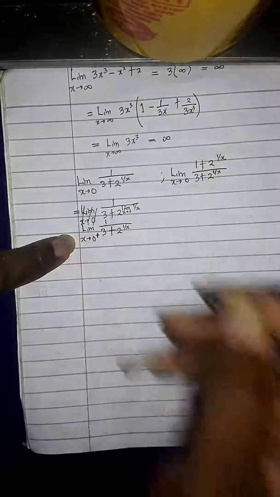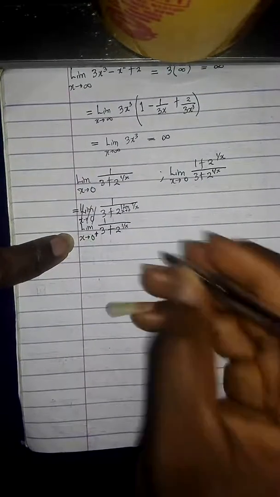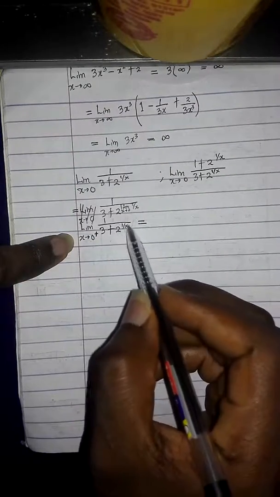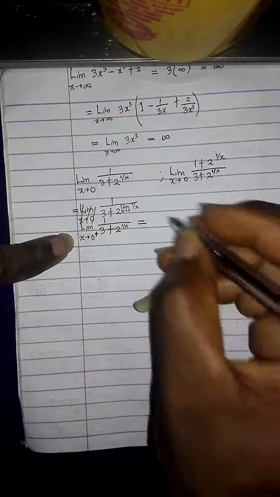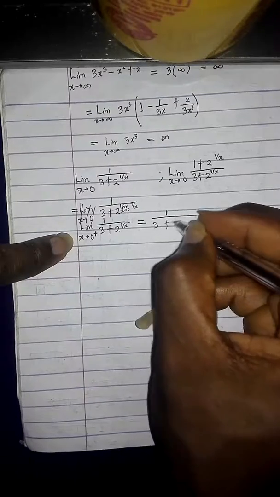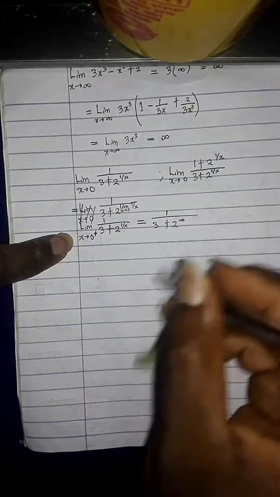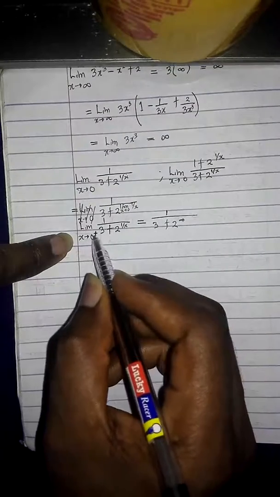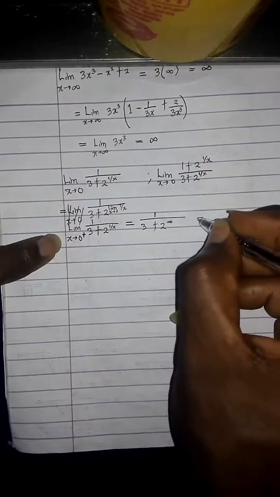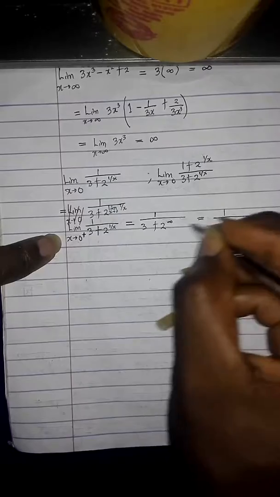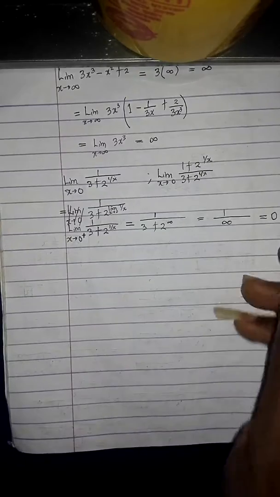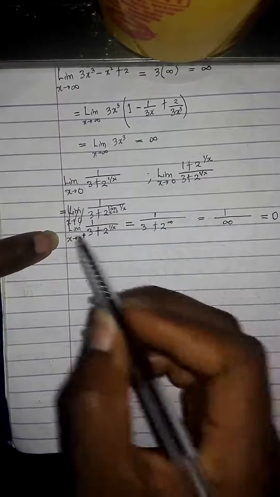So we look at what happens as x approaches 0 from above. We know that as x approaches 0 from above, this is going to be plus infinity. So this is just going to be 1 over 3 plus 2 raised to power infinity. Why? Because as x approaches 0 from above, 1 over x approaches infinity. So 2 raised to power infinity is infinity. So what we have here is simply 3 plus infinity, which is still infinity. 1 over infinity is 0. So that is the limit of this function as x approaches 0 from above.